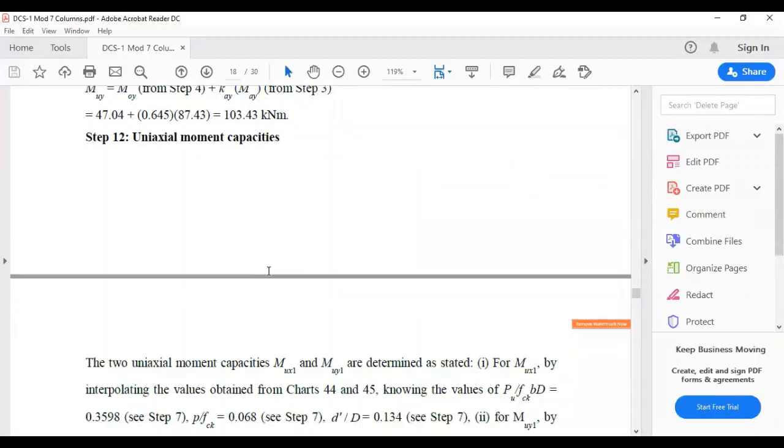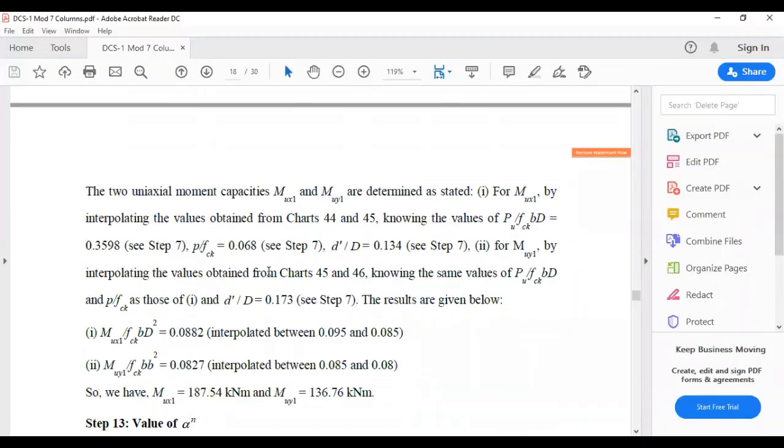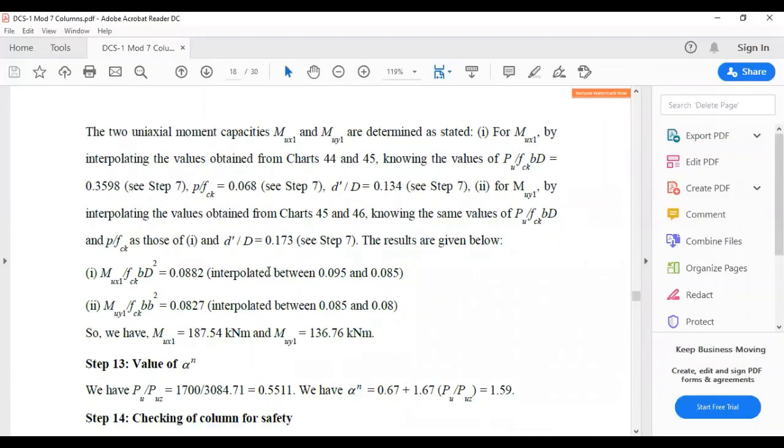Next is the uniaxial moment capacities. The two uniaxial moment capacities MUX1 and MUY1 are determined as stated. For MUX1, by interpolating the values obtained from chart 45 and 44, as we know the value of PU upon FCK BD as 0.3598, where we can check it in step 7, and P upon FCK is 0.068. It is also given in step 7, which we found out, and D dash by D value is 0.134, which we found in step 7.